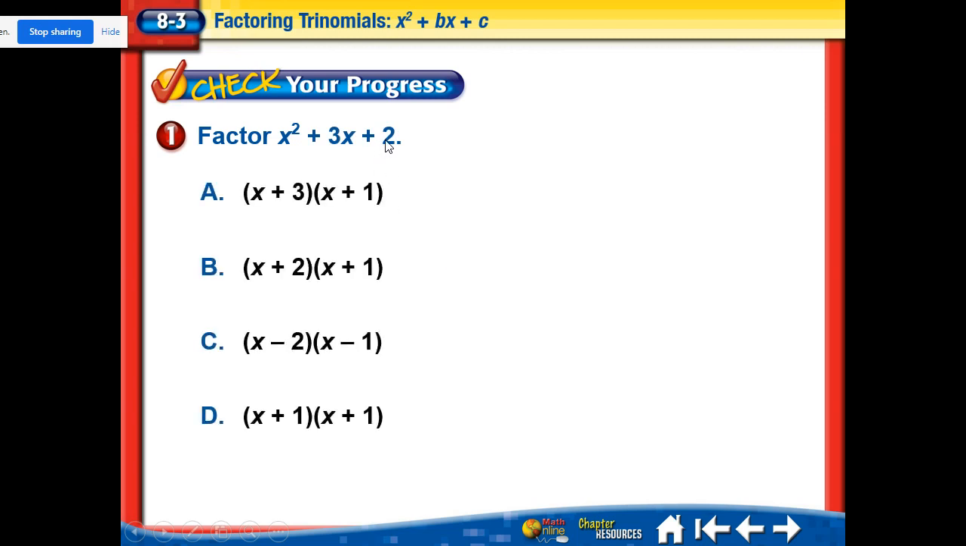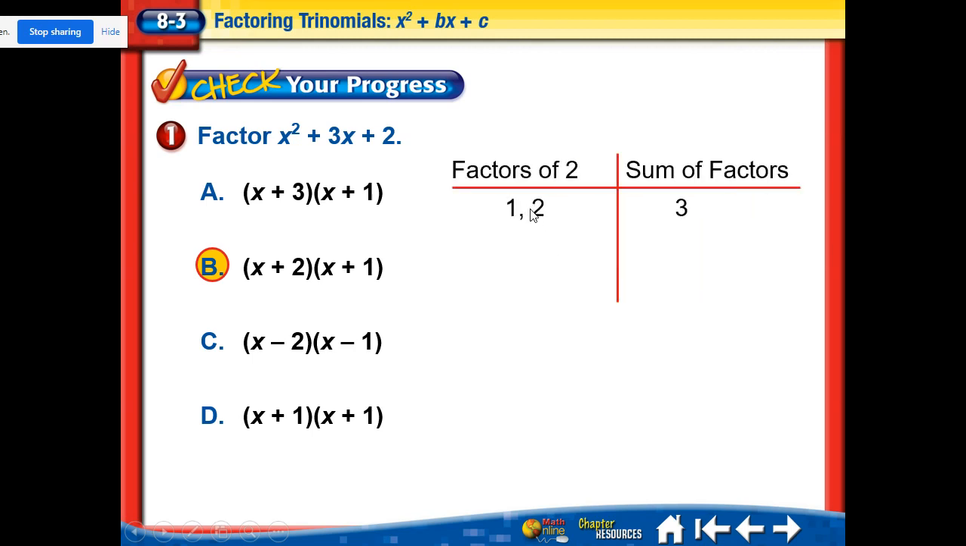All right, so let's try another one. So now we're looking for two numbers that multiply to 2 and add to be 3. Well, to multiply to 2, there's only one combination, 1 and 2. 1 plus 2 does equal 3, so that's our combination. Now, notice they wrote it as x plus 2 and x plus 1. If you want to write it as x plus 1 and x plus 2, that is fine. They can switch spots. That is not a problem.